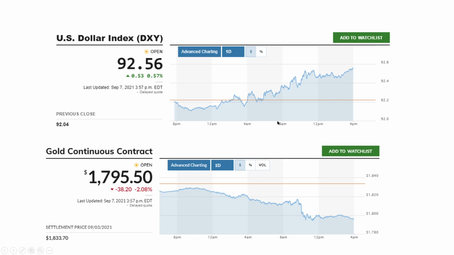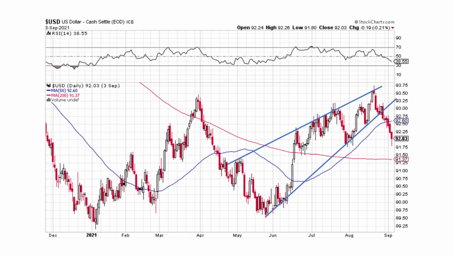So the dollar was up quite a bit today, 0.57%. That is not going to do well for gold. Gold does not like a rising dollar, and it doesn't like a rising dollar and rising interest rates. But I'll show you where I think the dollar's at and what potentially could be happening, which is going to be okay, I think. So going into this, we've got this ascending wedge pattern that we broke to the downside.